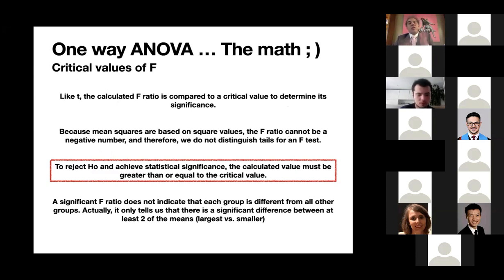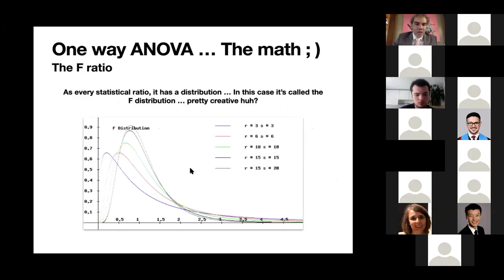Because here you can see, if you don't have negative numbers because everything is squared, you start from 0. And if you don't have negative numbers, you won't be able to have a two-tailed test, because things will only go from 0 to positive.